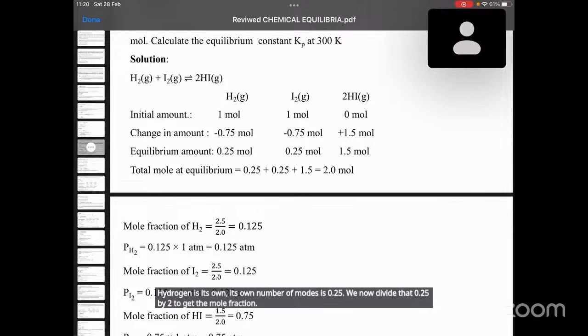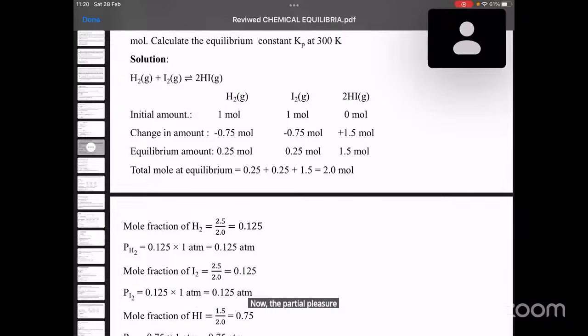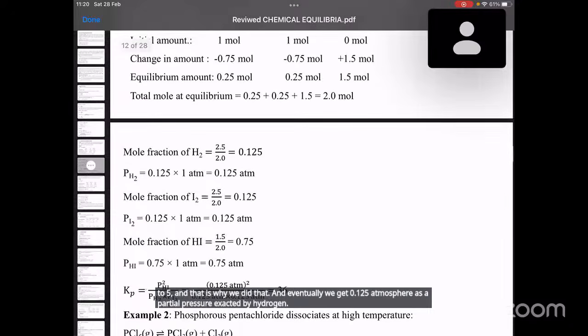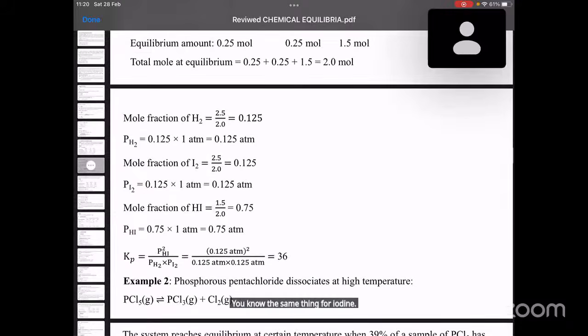Now it is 0.125. The partial pressure exerted by hydrogen will be that mole fraction multiplied by the total pressure. The total pressure is 1, the mole fraction is 0.125, and eventually we get 0.125 atmosphere as the partial pressure exerted by hydrogen. We do the same thing for iodine, and we do the same thing for hydrogen iodide.